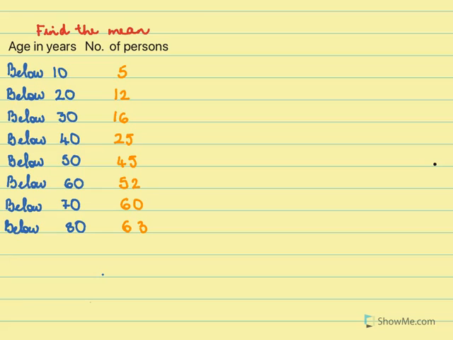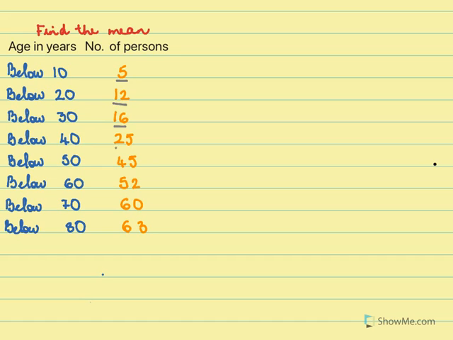Find the mean of the following data. Now this data is represented in a rather different manner. Here they said below 10, 5 persons. Persons below the age of 20 are 12, below 30, 16.